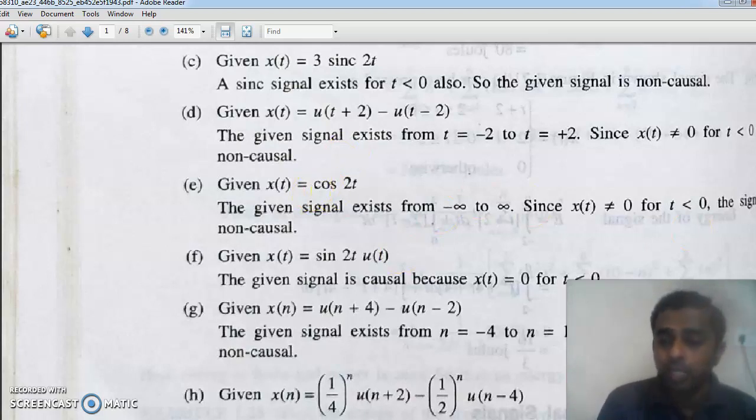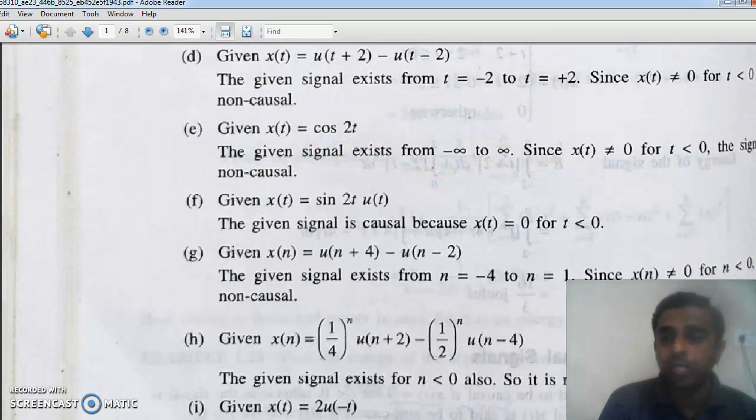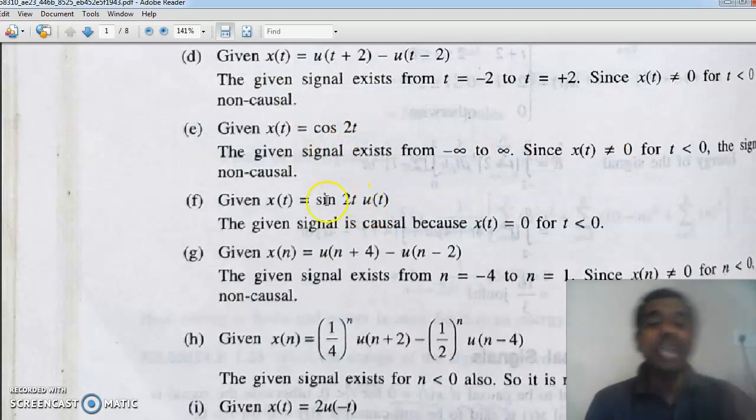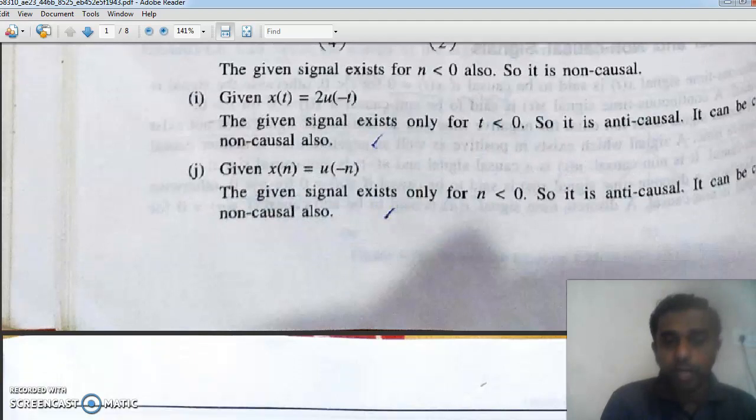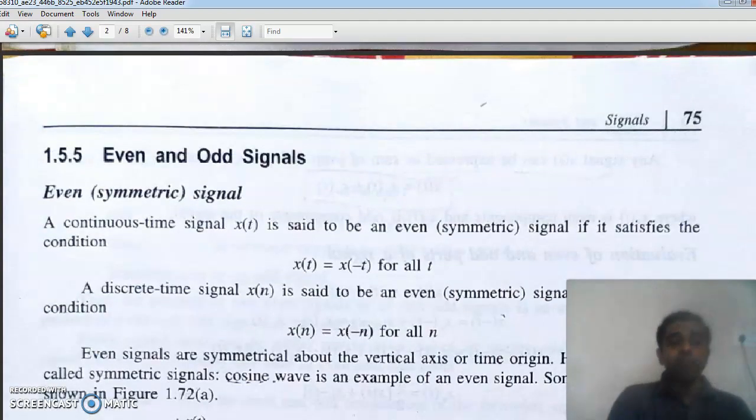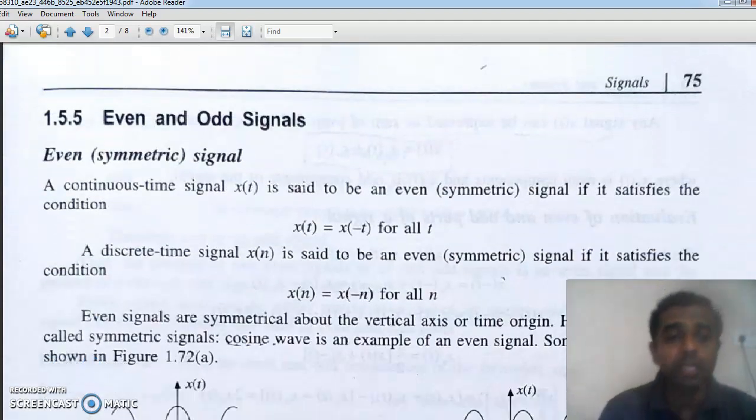Now this cos 2t is another thing. Cos 2t has values for negative values of t, so this is a non-causal signal. Whenever you see u of t being multiplied with any signal, that becomes a causal signal, because u of t is a signal which starts at t is equal to 0 and extends up to plus infinity. Okay, likewise you can solve all the problems. Okay, now we are moving to the next classification, called even or odd signals. So what is an even signal?